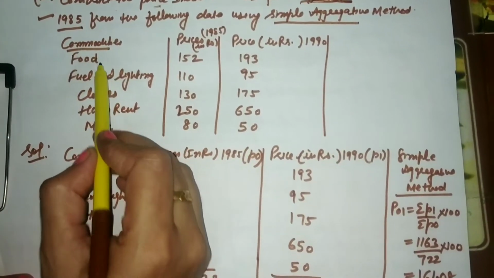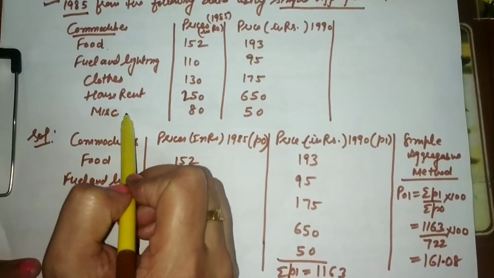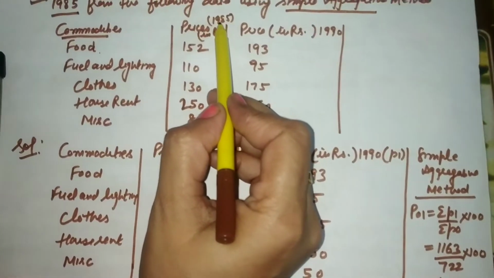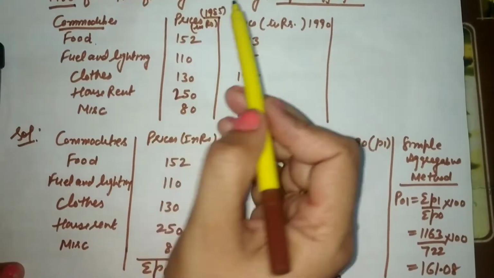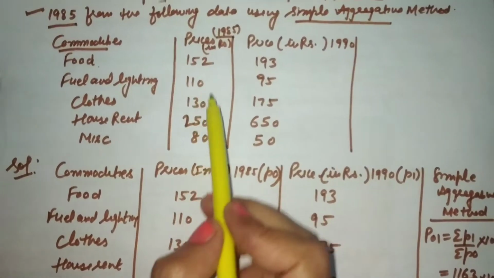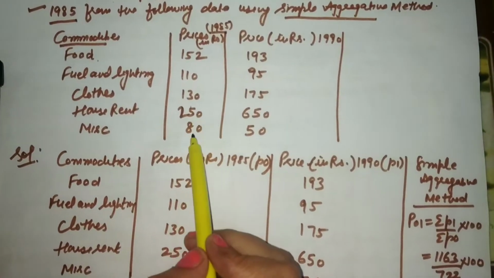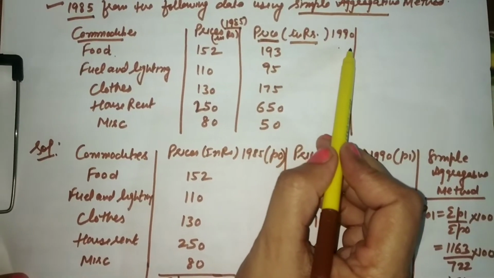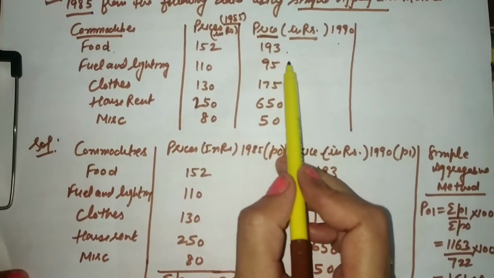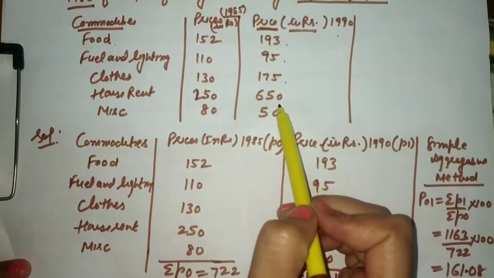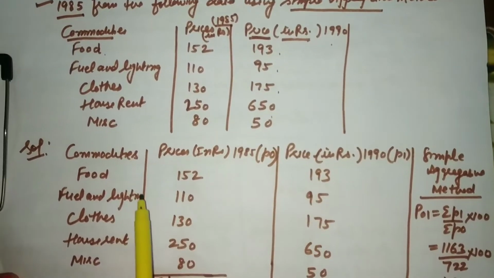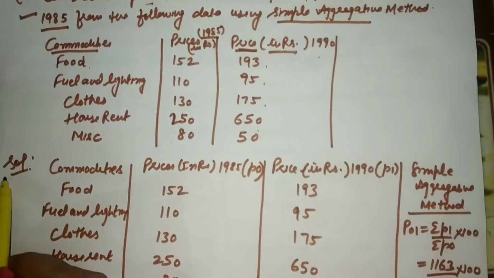Commodities are given: food, fuel and lighting, clothes, house rent, miscellaneous. Prices in rupees for 1985 are given as 152, 110, 130, 250, 80. And prices in rupees for 1990 are also given: 193, 95, 175, 650 and 50. So this is the statement. Now how do we have to solve this illustration?